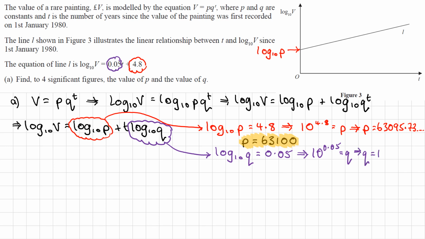And that is Q is equal to 1.1220184, and so on. Again, this needs to be given to four significant figures. So I think that'd be 1.122. So Q is equal to 1.122 to the four significant figures which was required.